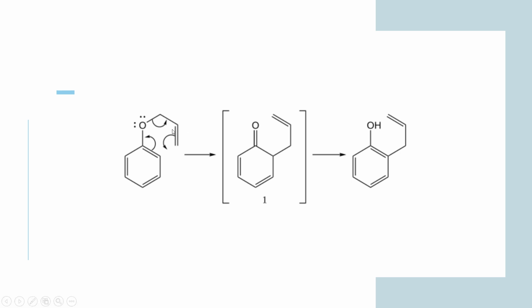This allyl group is going to attack at the ortho position of the aryl group, and the carbon-carbon double bond in turn will get converted to a carbon-oxygen double bond as shown here. This then undergoes tautomerization to give a more stable compound, which is ortho-substituted phenol.